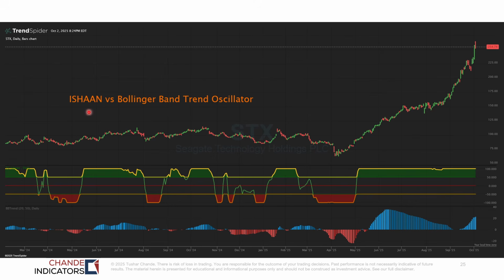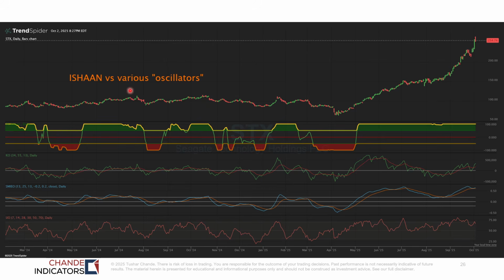The Ishaan versus the Bollinger Band trend oscillator, maybe some similarities here, but nothing here. Looks very different. Looks very different. So maybe some similarities, but it's certainly here downtrend versus uptrend. So differences in lag, differences in signals. Here I have various oscillators comparing, and it doesn't really matter what they are, but if you just look at what the lines look like, they don't look anything like the Ishaan oscillator.